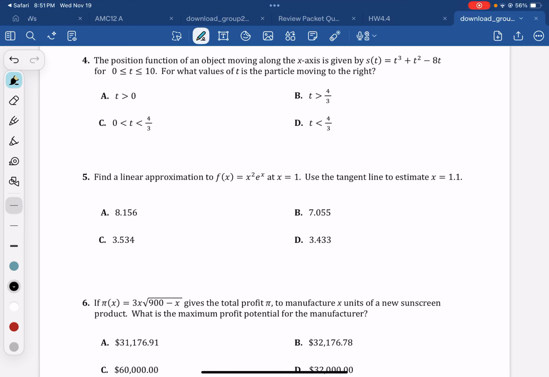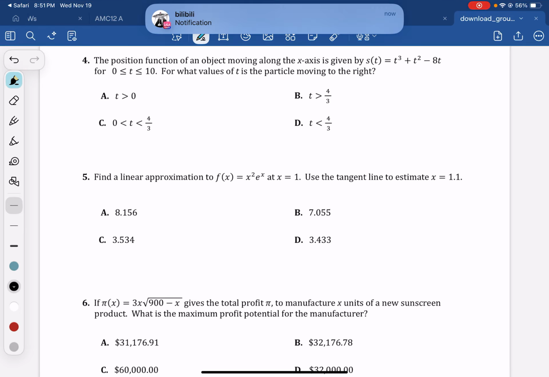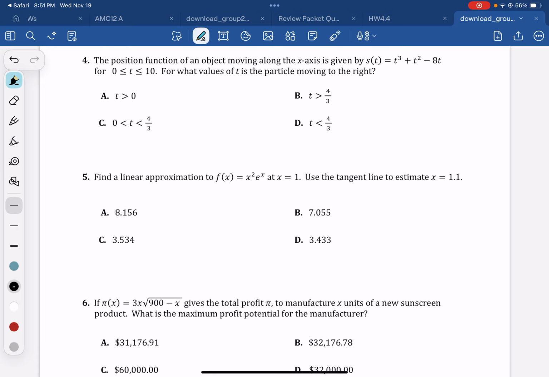Alright guys, so today we're going to talk about Unit 4 in the calculus series. A very quick go through, a real quick review to help you understand each question more thoroughly. So let's take a look.